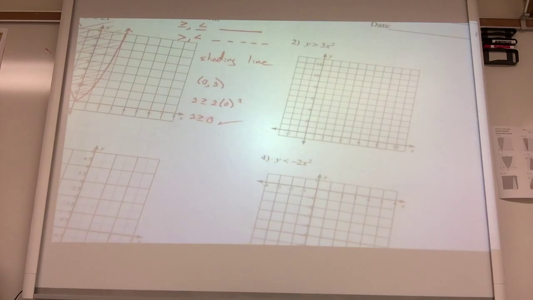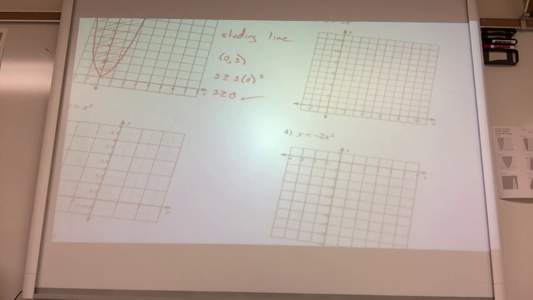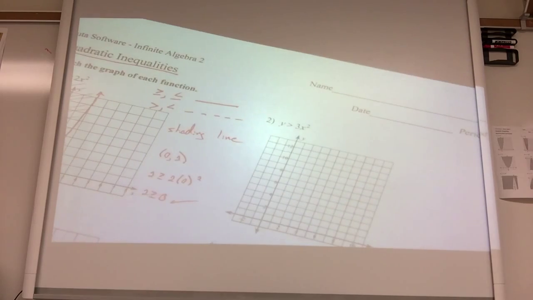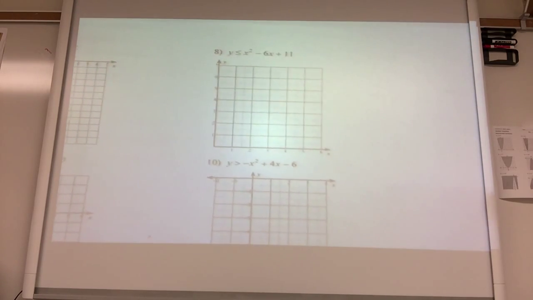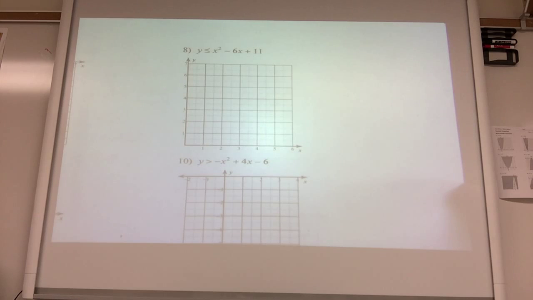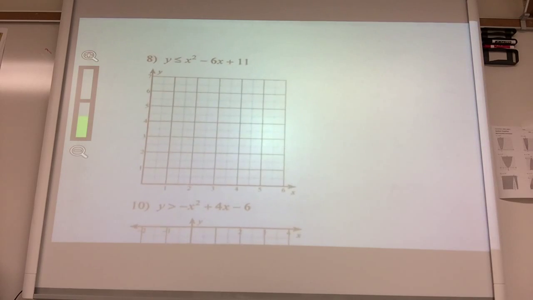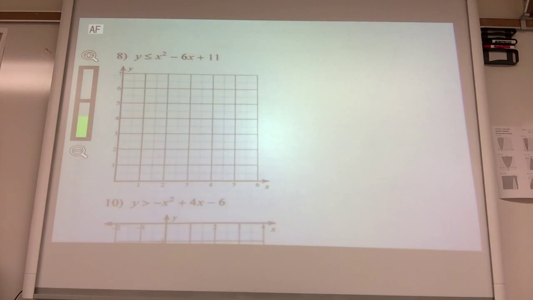Okay, let's do one maybe slightly more complicated. These are all pretty simple so far, at least they look pretty simple. Let's do one of these. Okay, so let's do x squared minus 6x plus 11. So I'm going to go ahead and graph this one. X squared minus 6x plus 11.